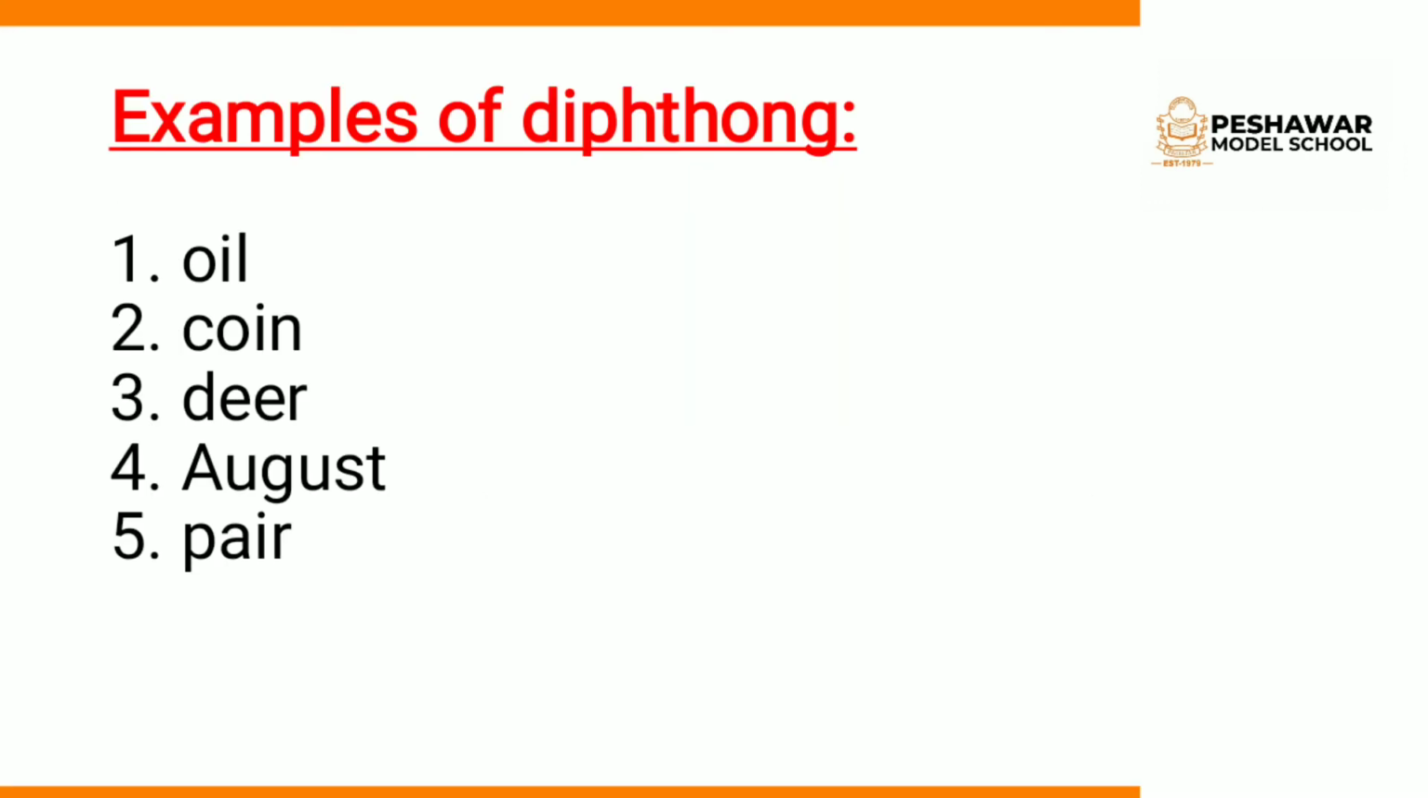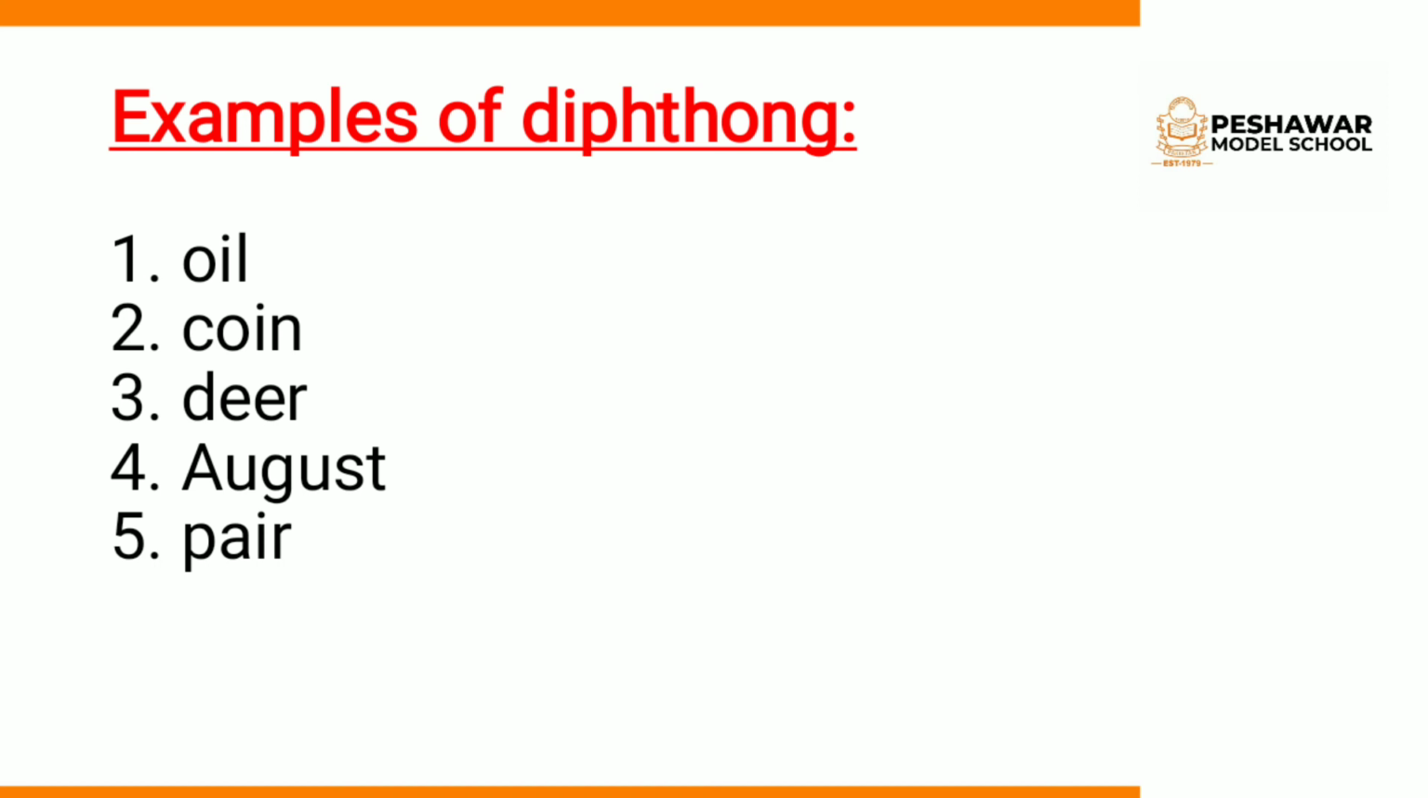For example, a very common example of diphthong is oil. What is the example? Oil. Look at the spelling of oil. O-I-L. O is a vowel. I is also a vowel. O and I, they are giving us the sound of "oi". Oi. And when we put L, it becomes oil.